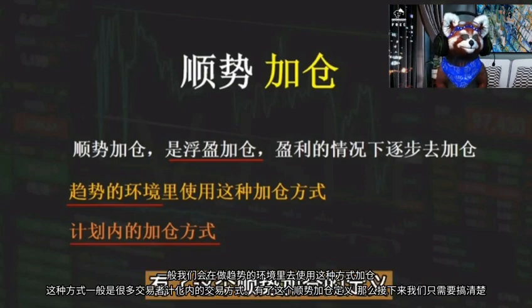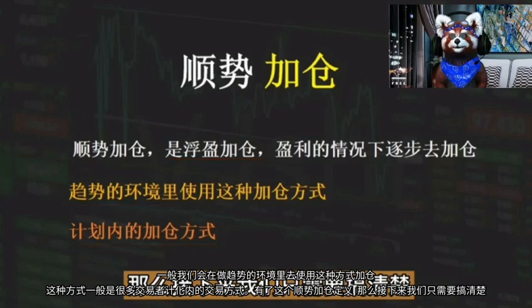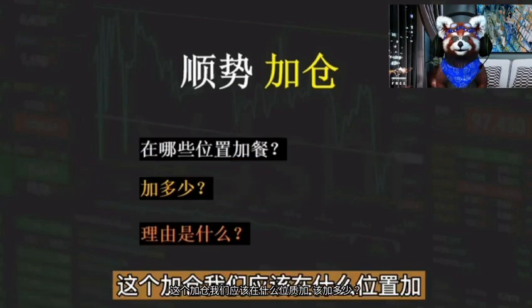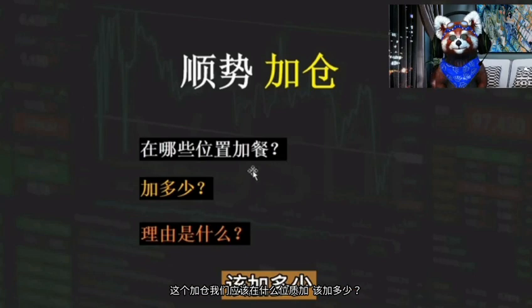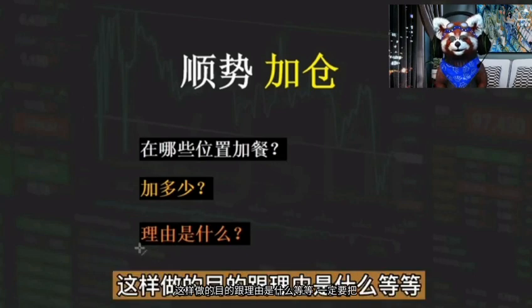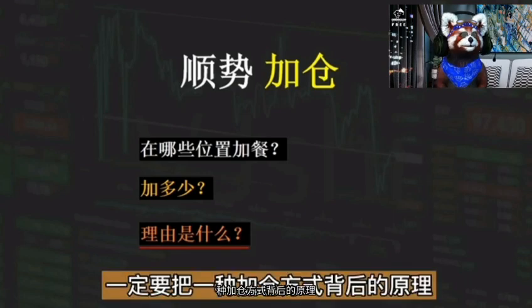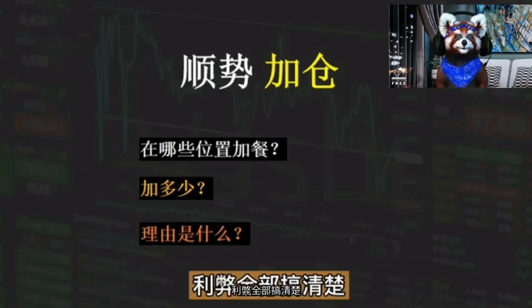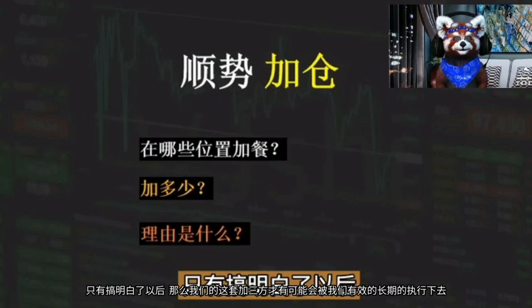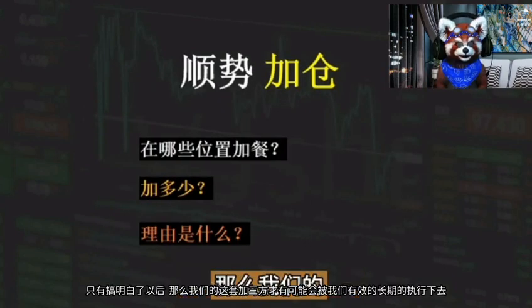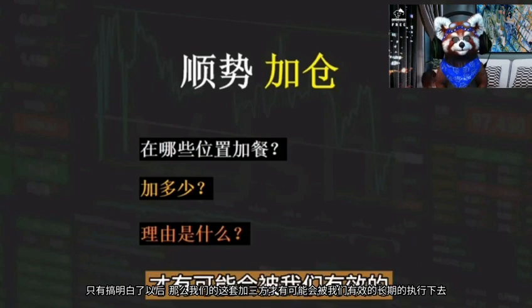With this definition of increasing our position according to the trend, we just need to figure out at which position we should increase, how much we should add, and what the purpose and reason for doing this are. It must be done right. We need to understand the principle behind this method of adding positions and clear out all the pros and cons. Only after we understand it thoroughly can our trading system be effectively executed in the long term.